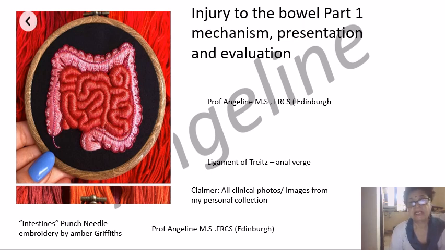So why did I particularly choose injury to the bowel? Because many a time these injuries have been missed. One, because they have not been thought of. And number two, patients would have been put on non-operative management for solid organ injuries, and then once they sink, they will be referred out to definitive care. So there are a lot of pitfalls there. We need to look into all this.